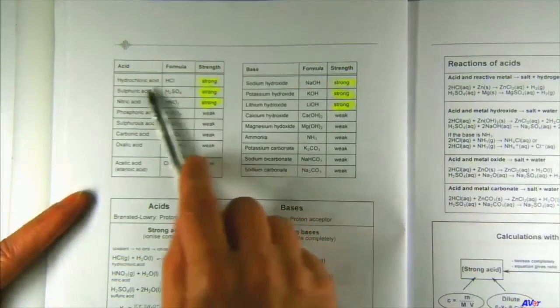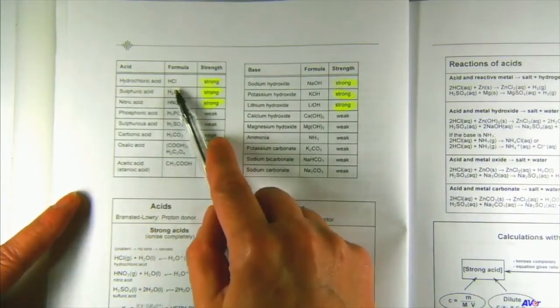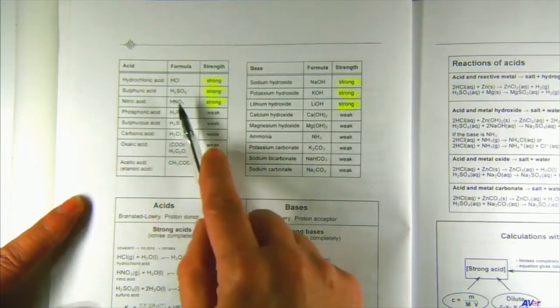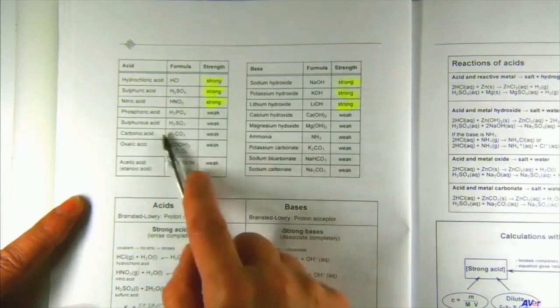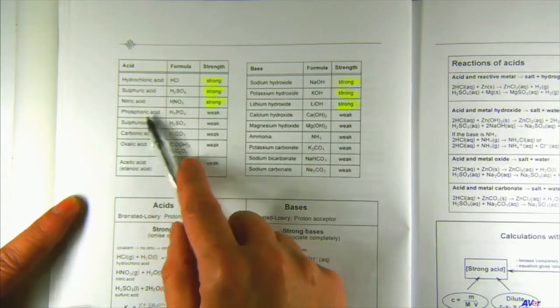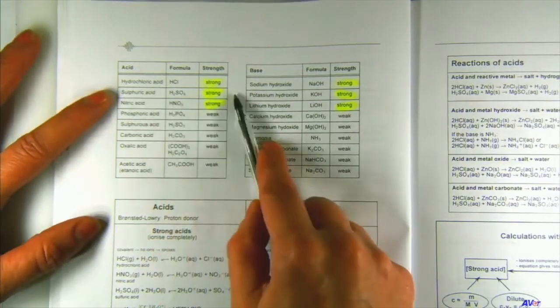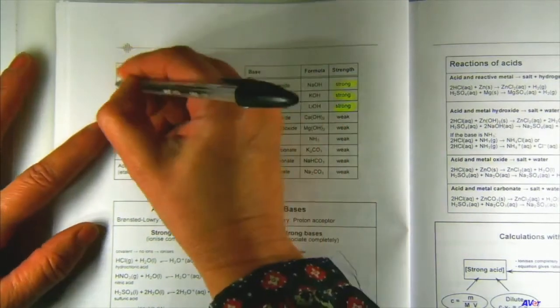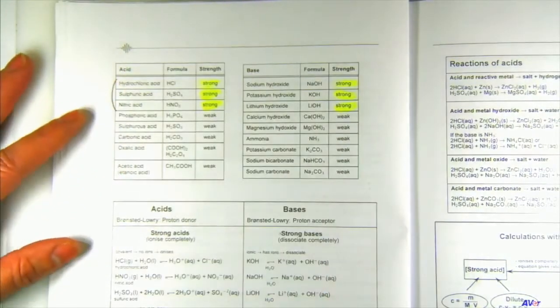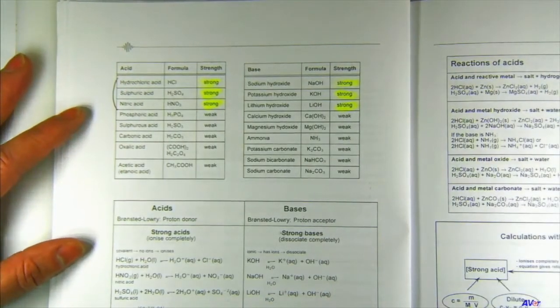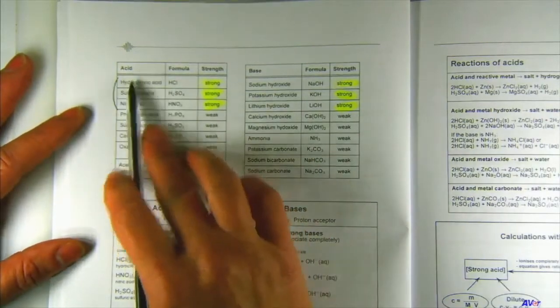You have to know hydrochloric acid is HCl and it is a strong one. Right. Nitric acid, HNO3, and it's strong. Sulfuric acid, H2SO4, there it is, and it's strong. So those three are your strong acids, and then all the rest is weak. So it's easy to remember which ones are strong, but you have to learn the formulas as well.